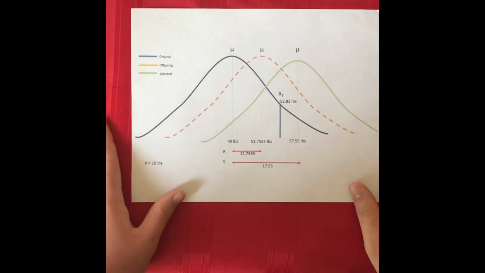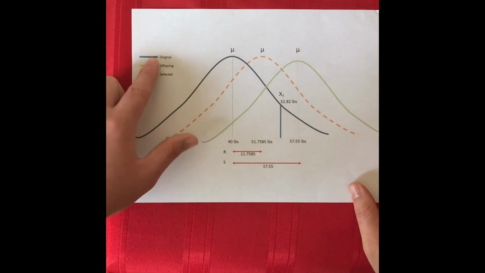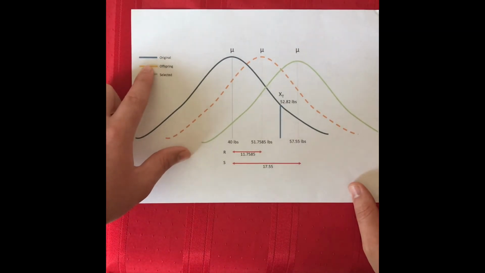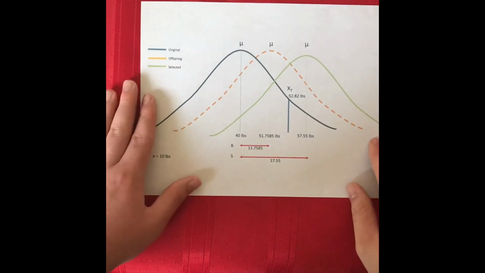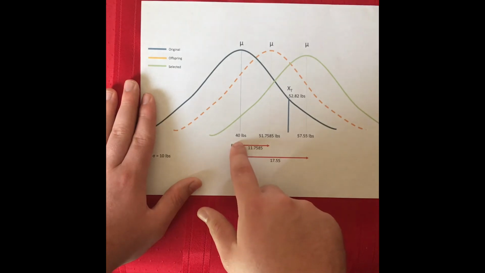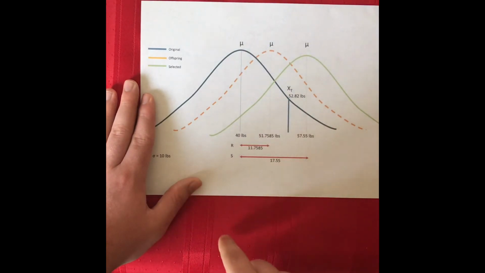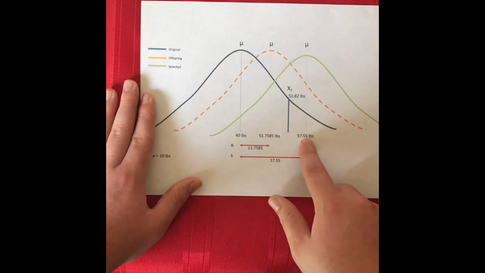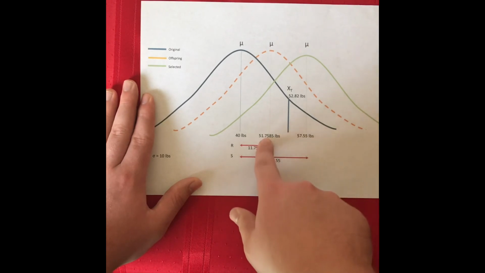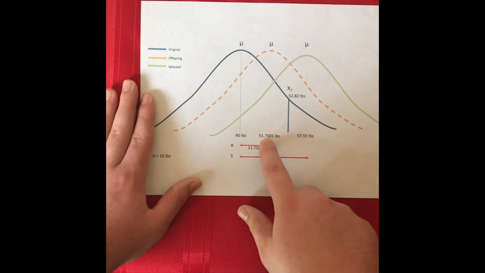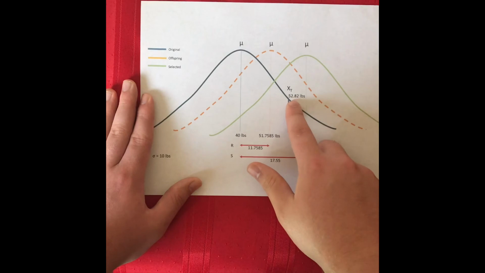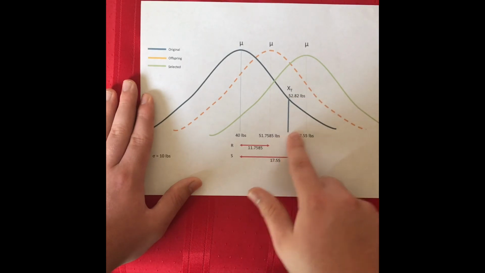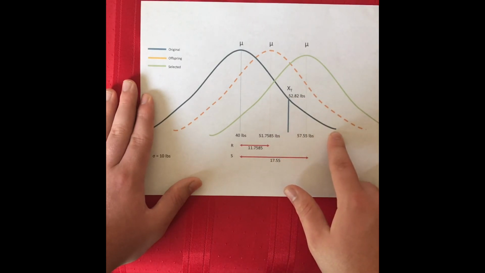So here's the graph showing it all together. The blue is the original population, the orange is the offspring population, and the green is our selected population. We see here that our 40 pounds average is with the original population, and our 57.55 pounds for the selected population, and then our offspring population has an average of 51.7585 pounds. The truncation point is also shown here at 52.82 pounds. This means that anything past it was within that top 10%.